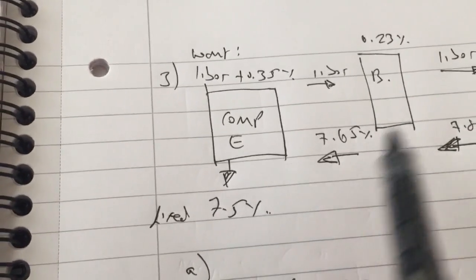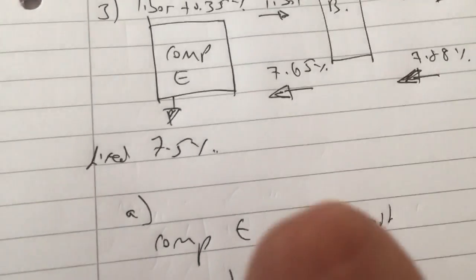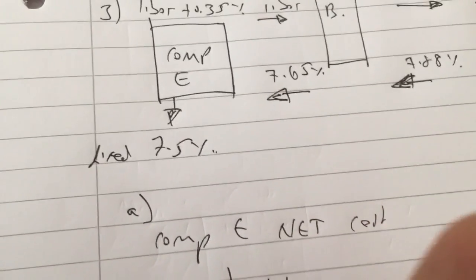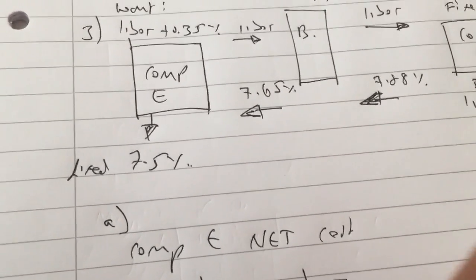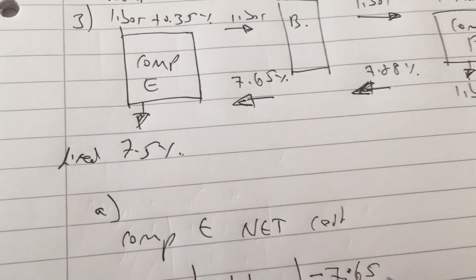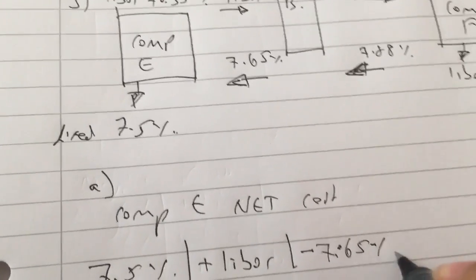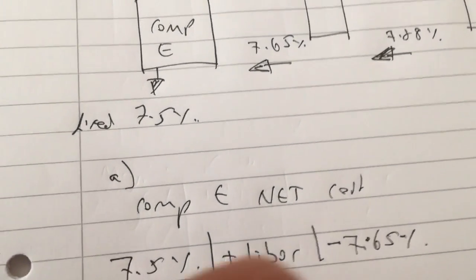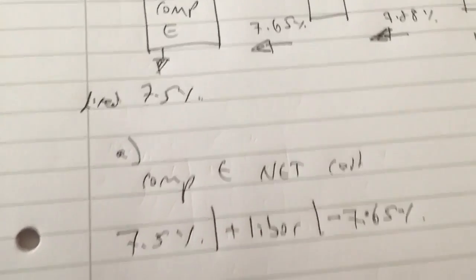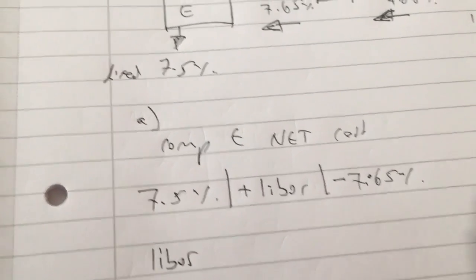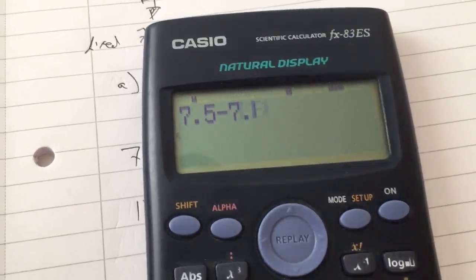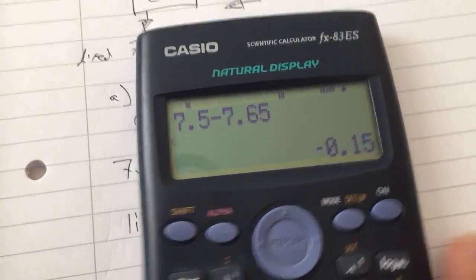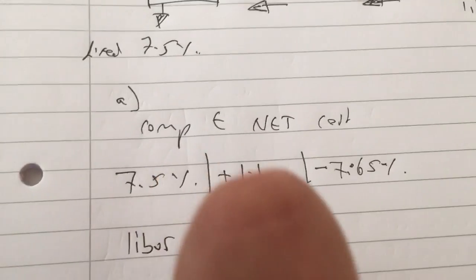What's leaving? LIBOR is leaving, so LIBOR is positive. What's coming in? 7.65 is coming in, so minus 7.65%. So what do we have? The net cost is LIBOR plus 7.5 minus 7.65. 7.5 minus 7.65 equals minus 0.15. So LIBOR minus 0.15. This is what they're getting.